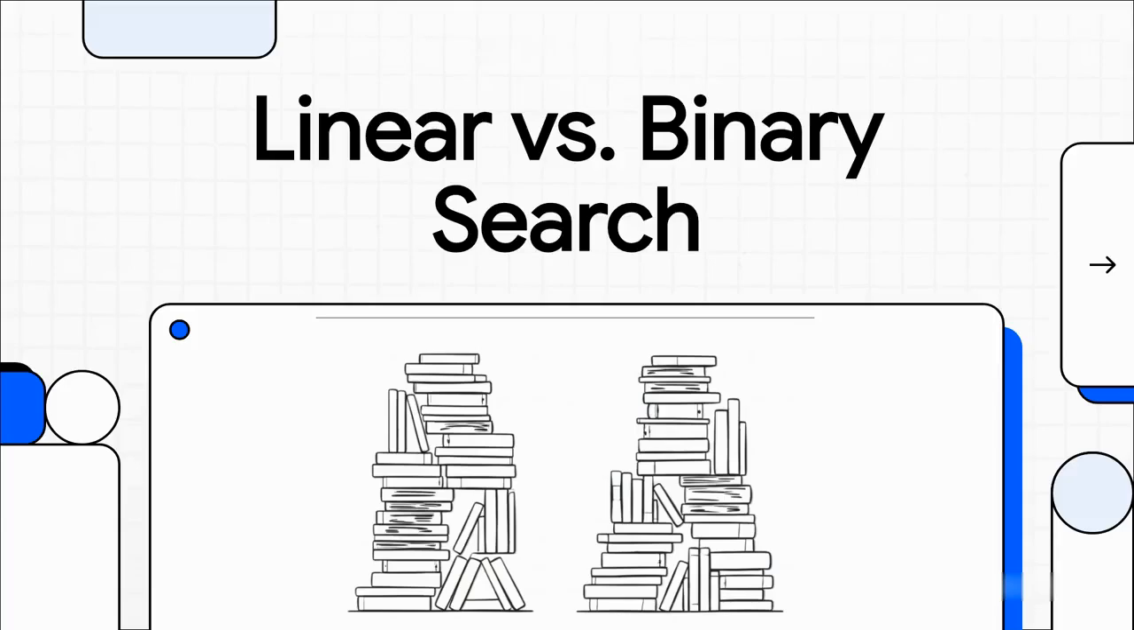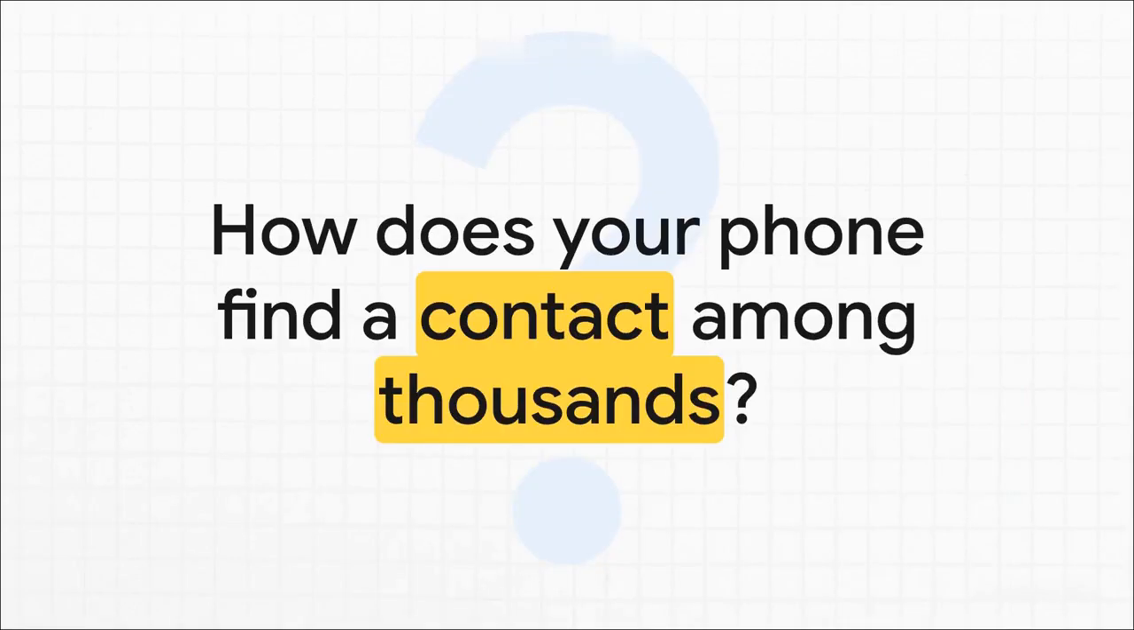All right, welcome. Today we're diving into something pretty fundamental in computer science, search algorithms. You know, the secret sauce that lets our computers find exactly what they're looking for in the blink of an eye. Seriously, have you ever stopped to think about this? You pull out your phone, you start typing a name, and bam, the right contact is just there. How on earth does it sift through thousands of entries that fast?